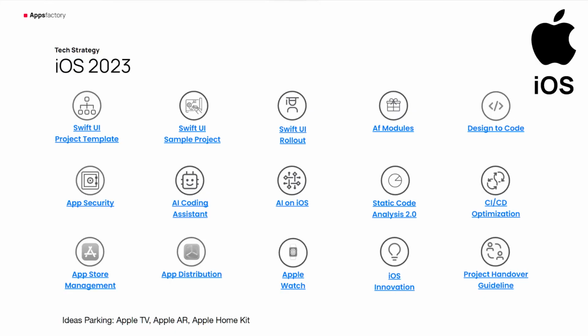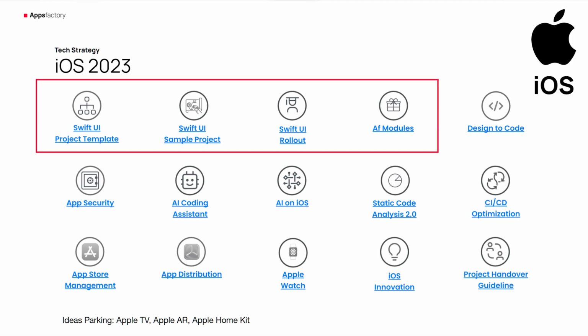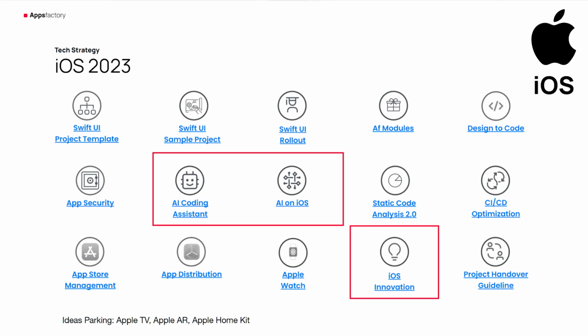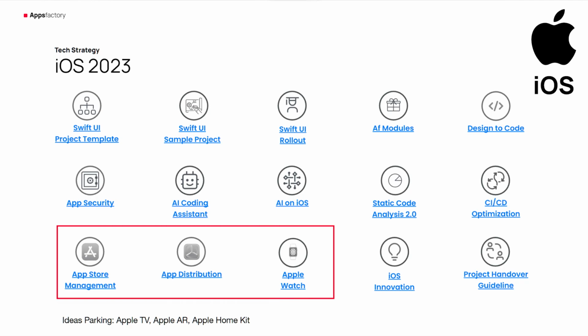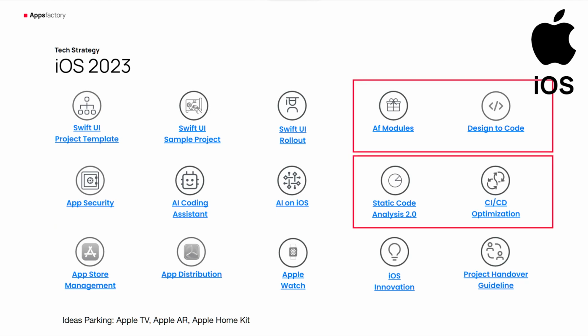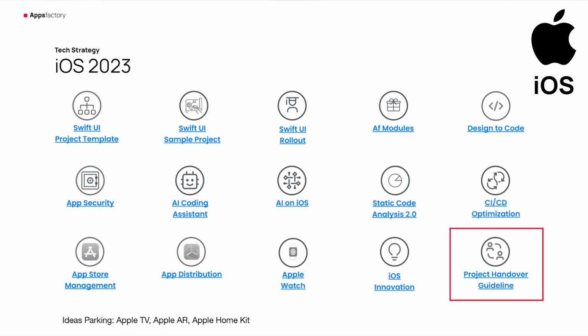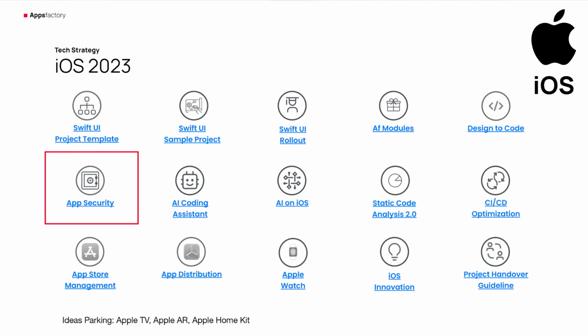For our tech strategy, we defined three main focus areas. The first one is to bring forward SwiftUI. The second one is about iOS innovation and using the latest platform features. And the third one is how can we optimize app development processes.